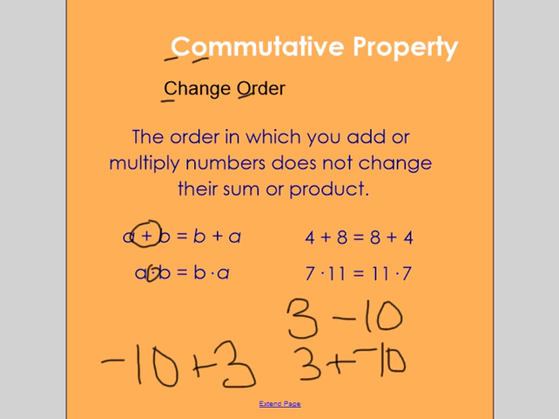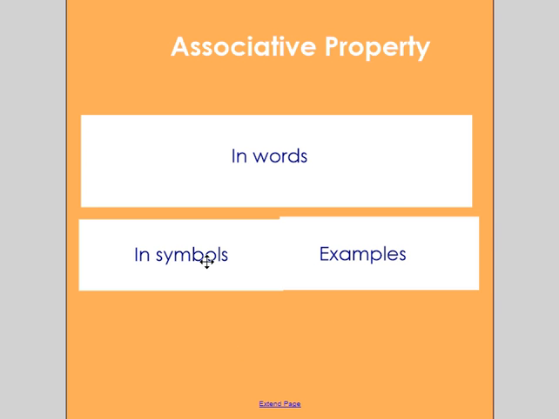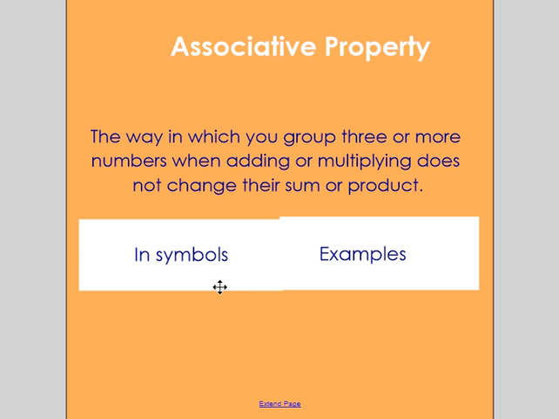All right, let's go ahead and move on to the associative property. The associative property says that the way in which you group 3 or more numbers when adding or multiplying does not change their sum or product. So it's all about grouping, the associative property. And I like to remember this with associate. The people you associate with are your friends, they're your buddies, okay?